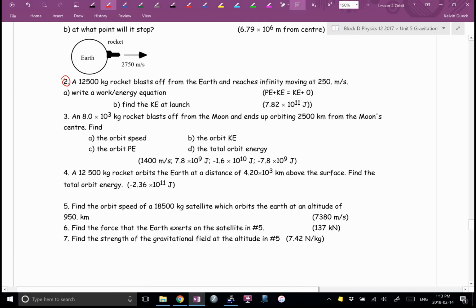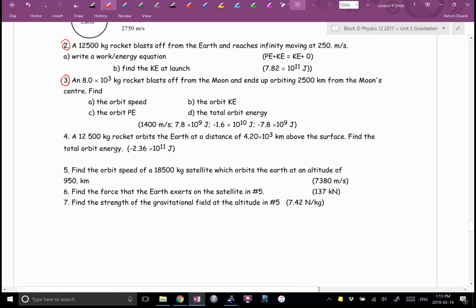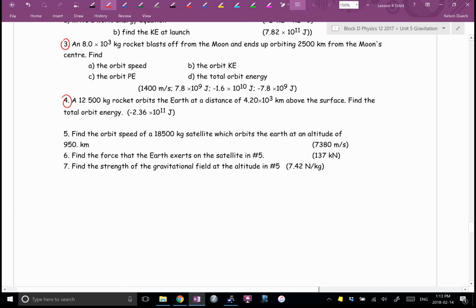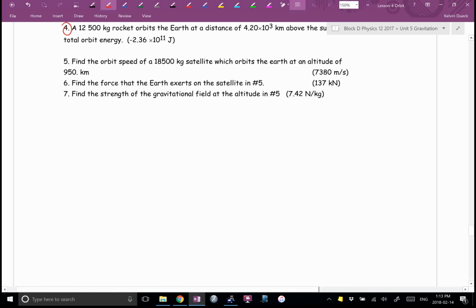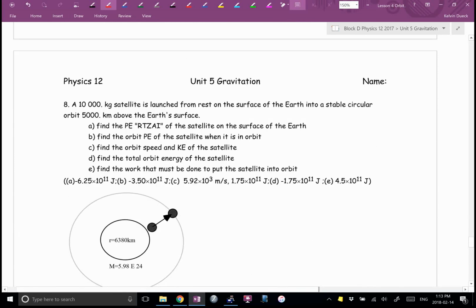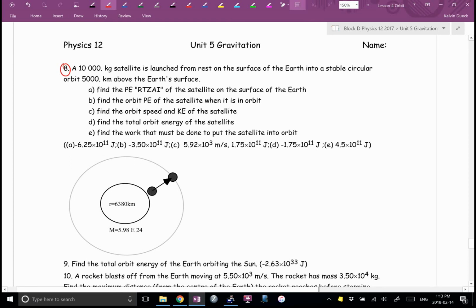Please notice number 3 is from the moon. 3 is fair game. Four is fair game. I may come back to 5, but let me see. Oh, boy. I like number 8. Number 8 is a nice question. Except for number 8, I would just ask you part E. How much work to put into orbit? But it's walking you through all the things you need to figure out in order to figure out how much work to put into orbit.